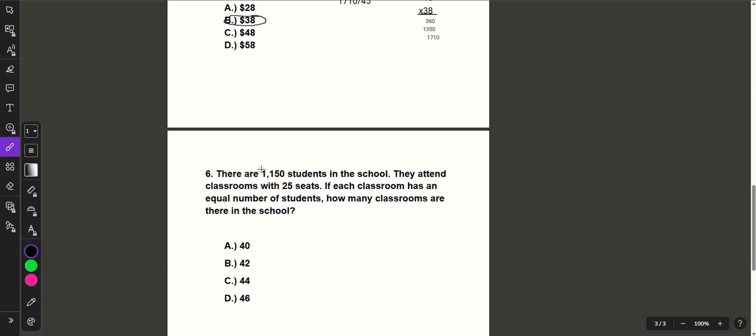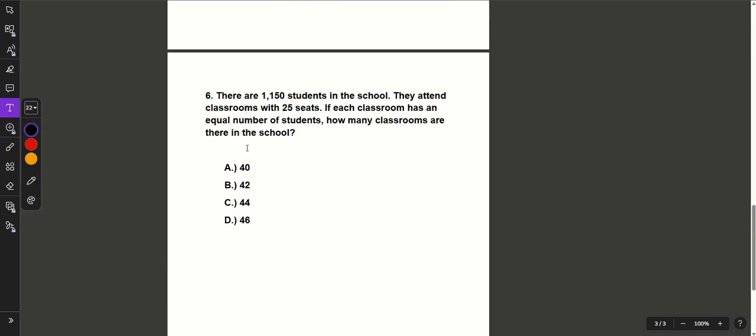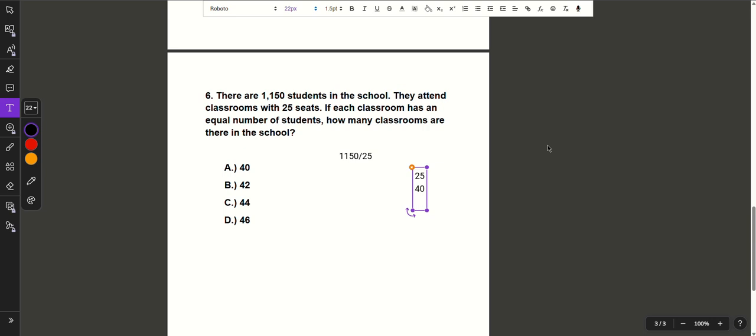So B. Last question. There are 1,150 students in school. They attend classrooms with 25 seats. If each classroom has an equal number of students, how many classrooms are there in school? So we have to divide 1,150 by 25. We can see answers start with 40, so we'll start with those answers. So 25 and then 40. It's better to use the number that has a 0 at the bottom.